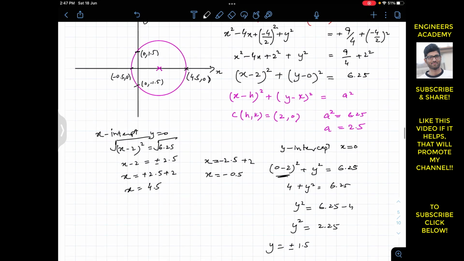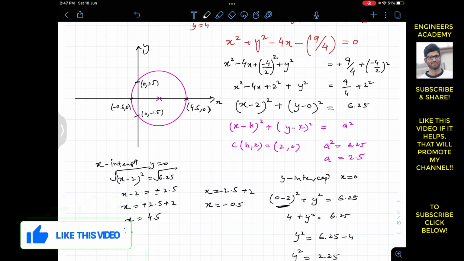So I hope you would have understood how to convert the general equation of the circle into the standard form, and how to dig out the center and the radius from that general form of the circle equation.